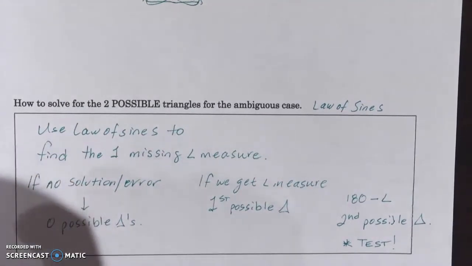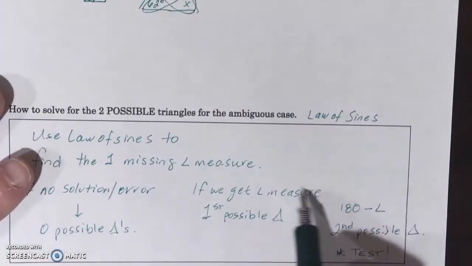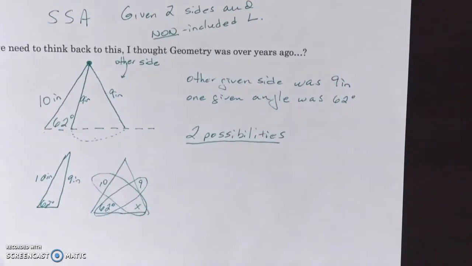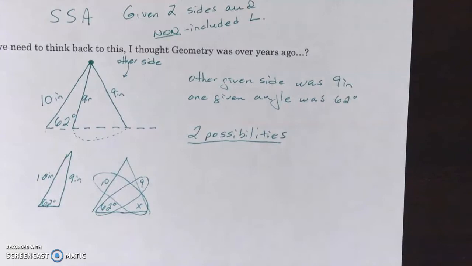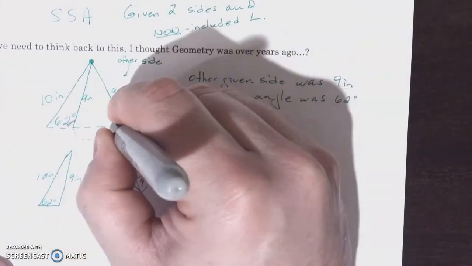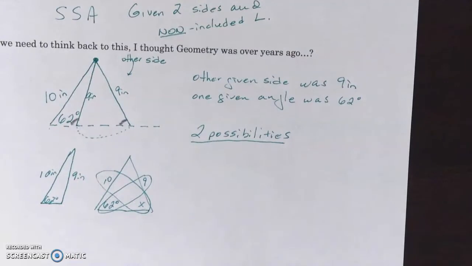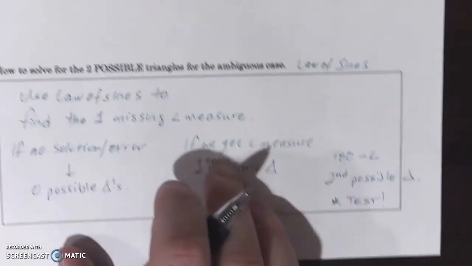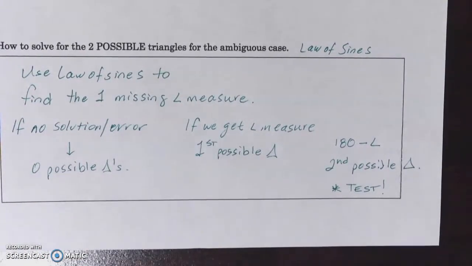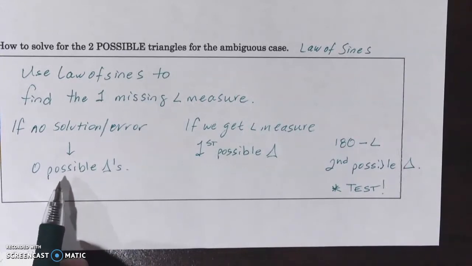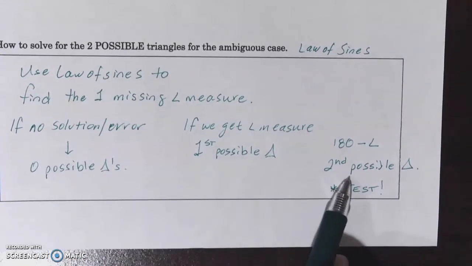And here's why it's 180 minus that angle. Those two angles, the first one that we get and 180 minus that, represent this angle here and this angle here. They happen to be supplementary. And when those angles are supplementary, those are the two possibilities that we might get. Now really there are three things that could happen in a side-side-angle case, in the ambiguous case. There might not be any possible triangles. There might be one possible triangle, or there might be two. Let's do an example and see what we mean by that.